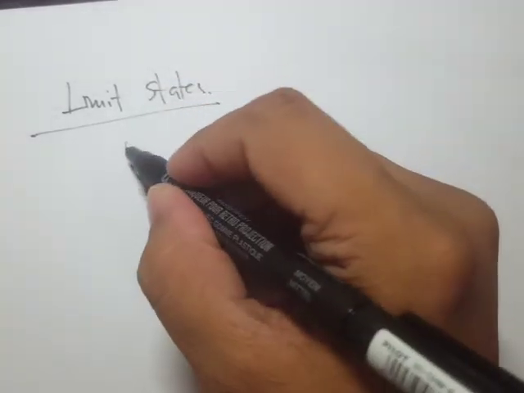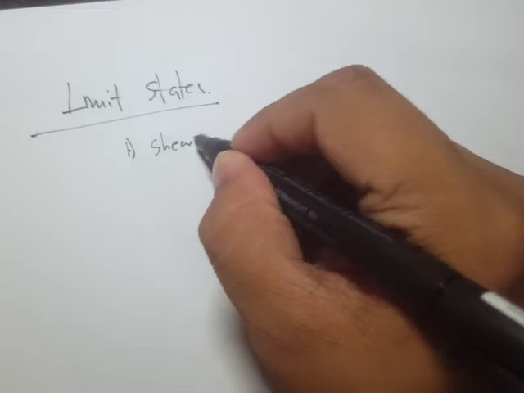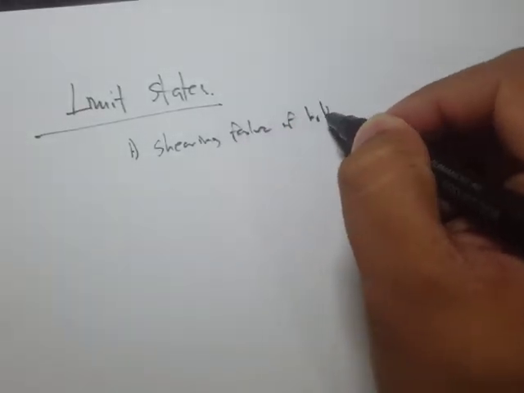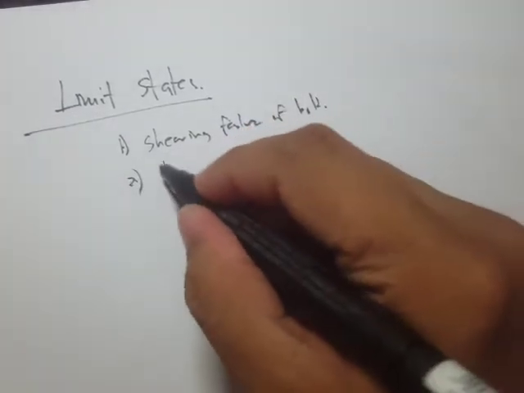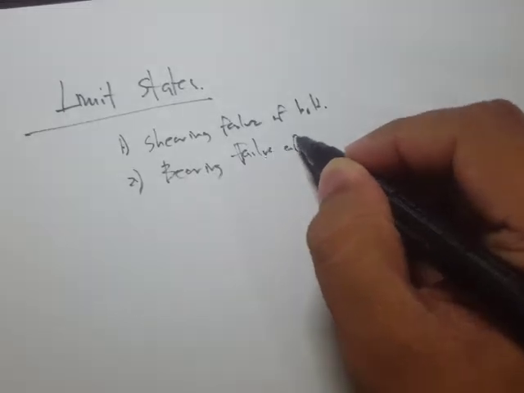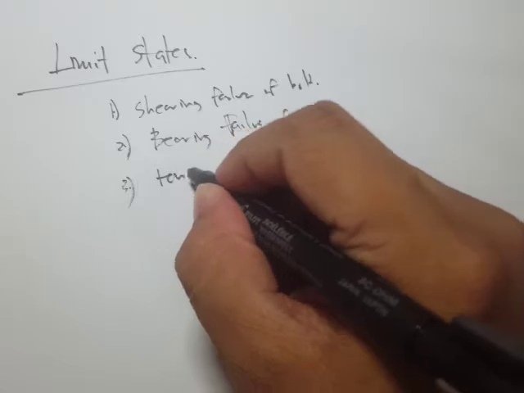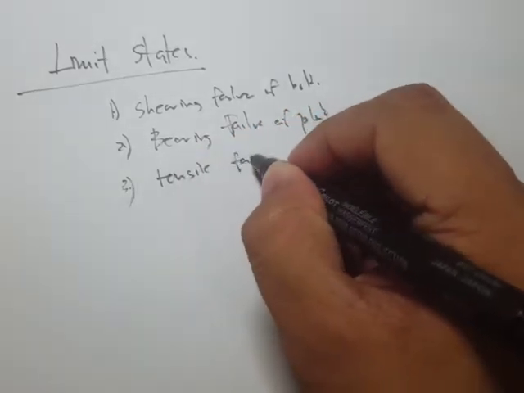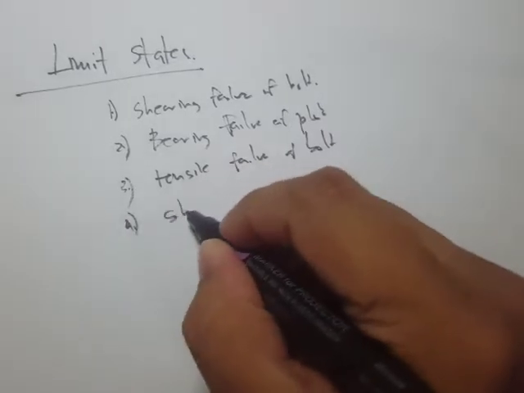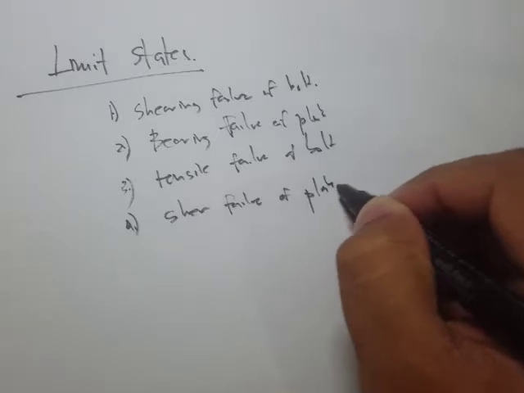So in a bolted connection, we can have shearing failure of bolt, and we can have bearing failure of plate, and the tensile failure of bolt, and we can also have shear failure of plate.